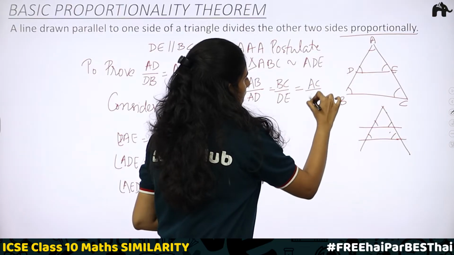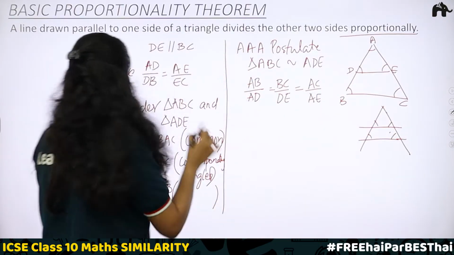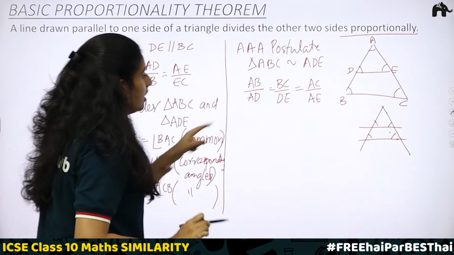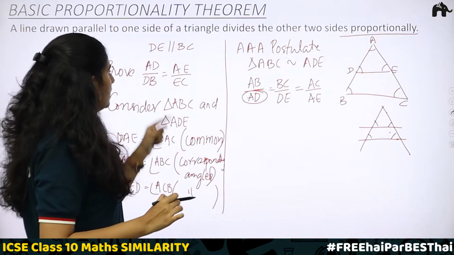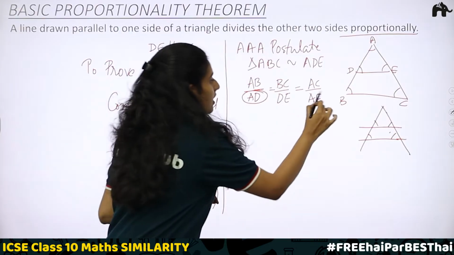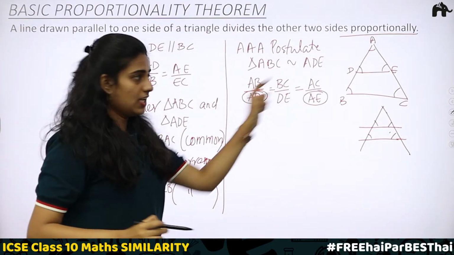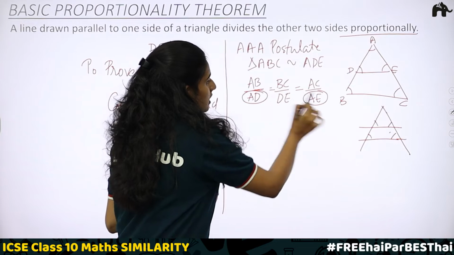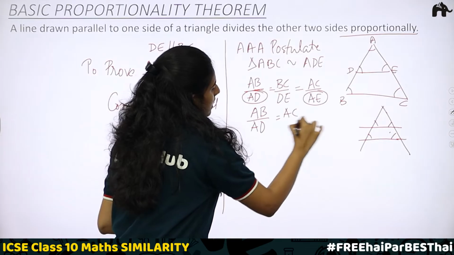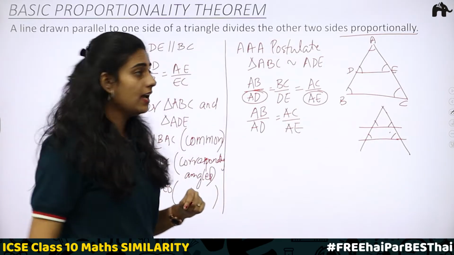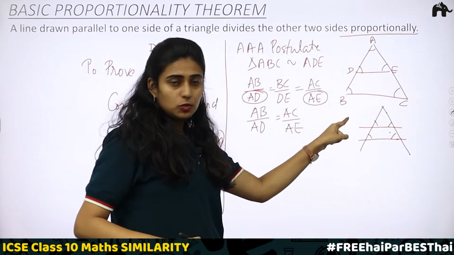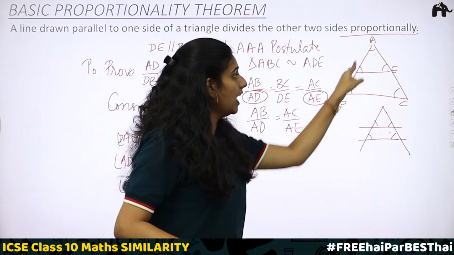AC divided by AE. So here we need AD, DB, AE, EC. We have AD here. Then DB is a part of AB. Here we have AE, and EC is a part of AC. So that we can neglect the middle ratio and take only these two. AB divided by AD is equal to AC divided by AE. What is AB? AB is the sum of AD and DB. So we can write in place of AB, AD plus DB.